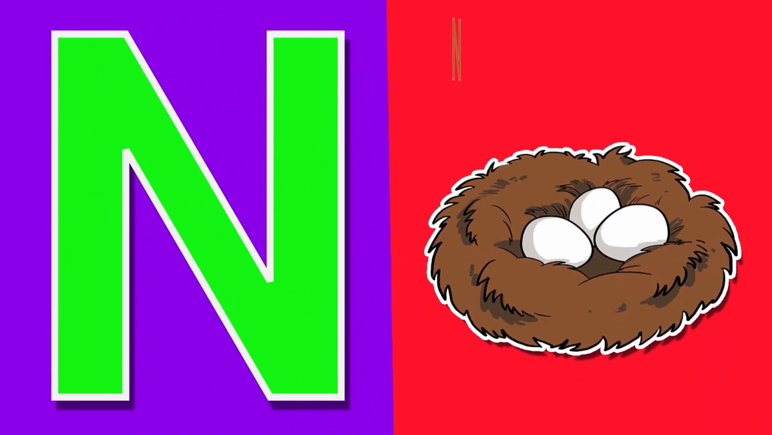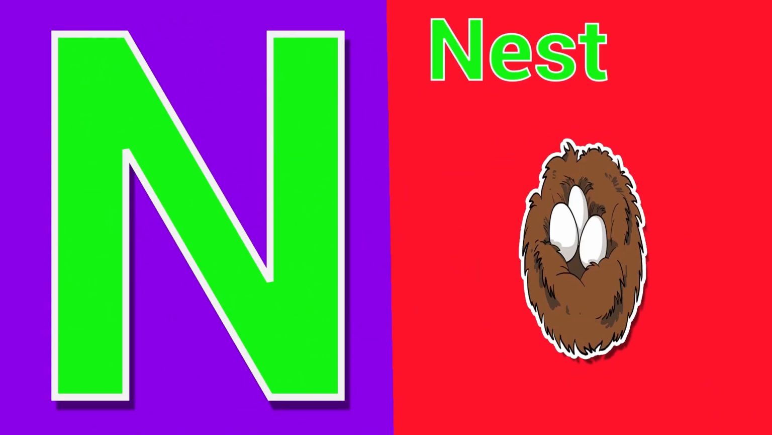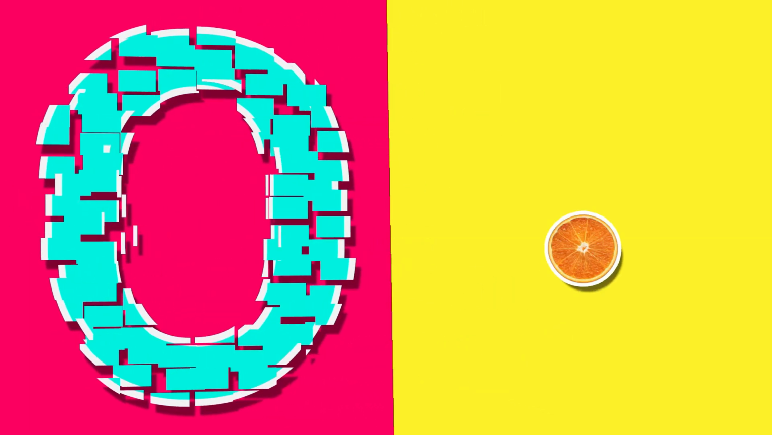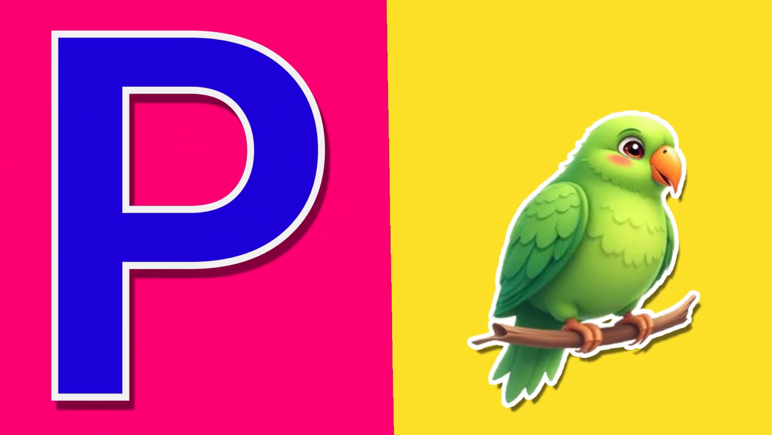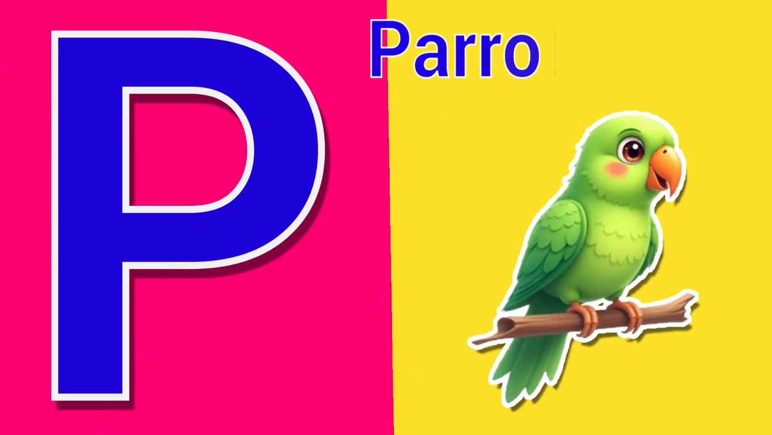N is for nest, a bird's home. O is for orange, juicy and sweet. P is for parrot, colorful and smart.